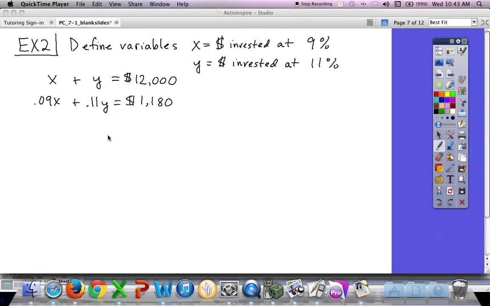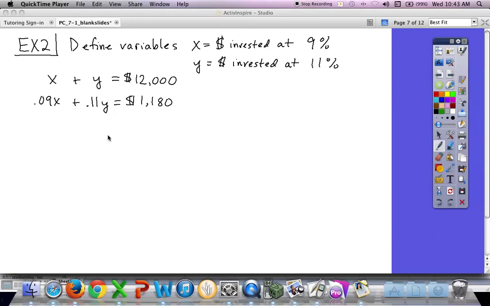But this is example 2, and it is a word problem, and there will be a lot of word problems with this stuff. It says a total of $12,000 is invested in 2 funds paying 9% and 11% simple interest.